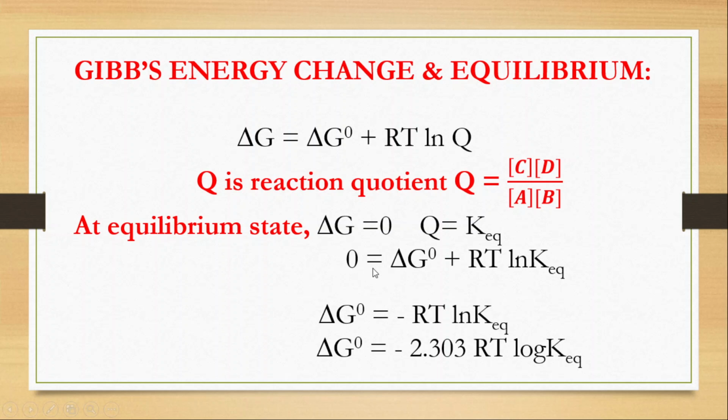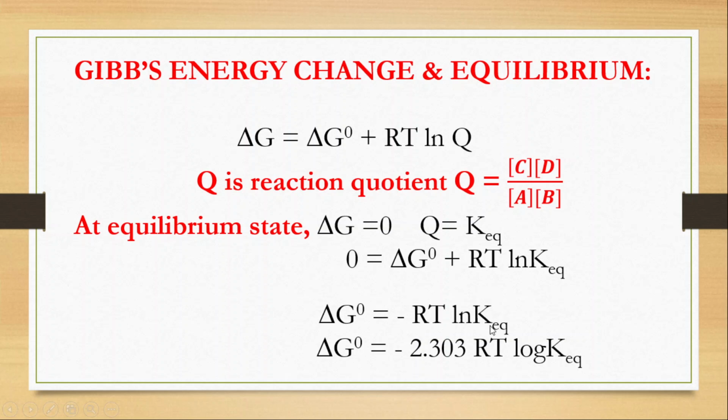Now the formula reduces to: delta G is 0, so 0 is equal to delta G naught plus RT ln Q. If you shift, delta G naught is equal to minus RT ln Q, where ln Q is being replaced by K equilibrium, the equilibrium constant.